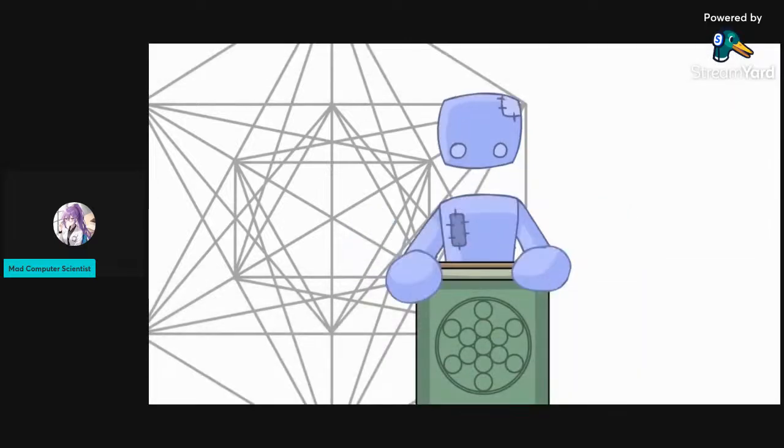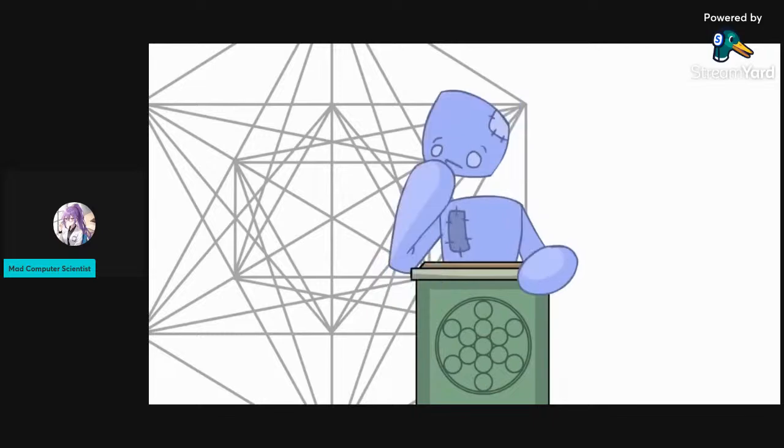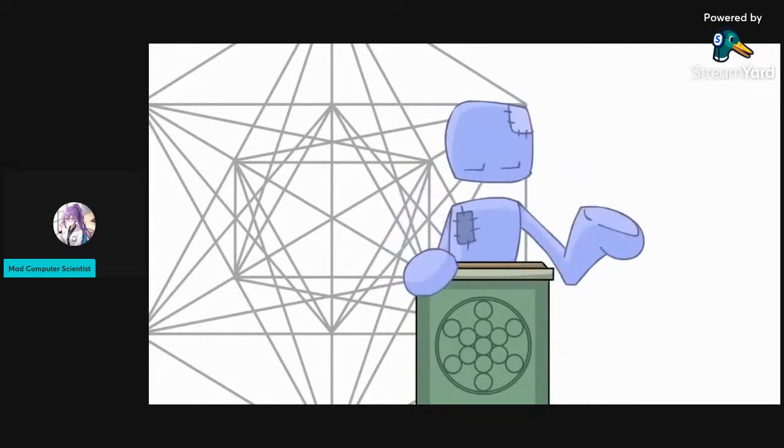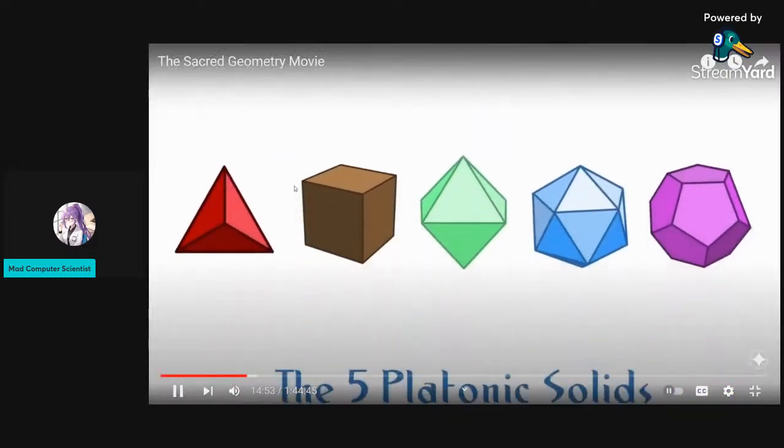So what is Metatron's cube? Well, anyone who has studied sacred geometry, or even regular geometry for that matter, knows that there are 5 unique shapes in the universe, and that they are crucial to understanding both regular and sacred geometry. They are called the Platonic solids.